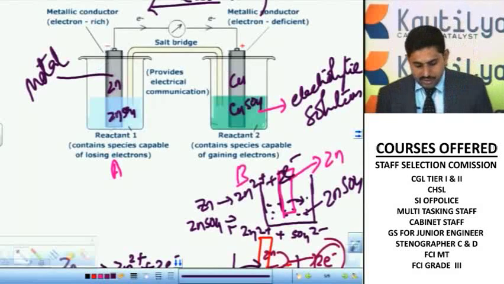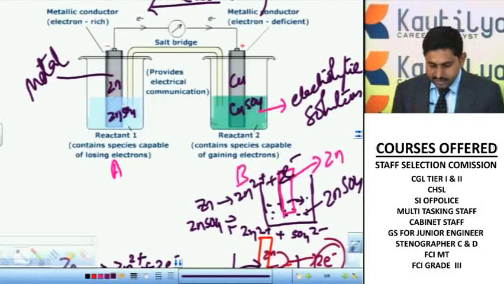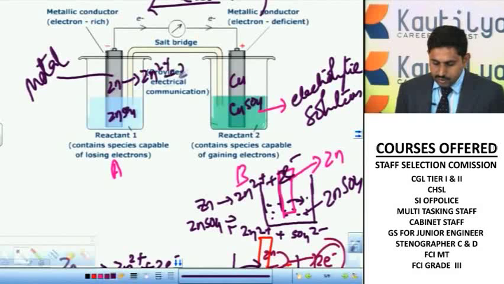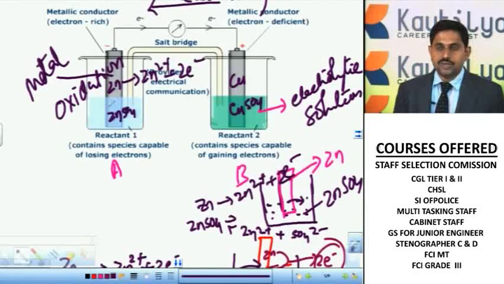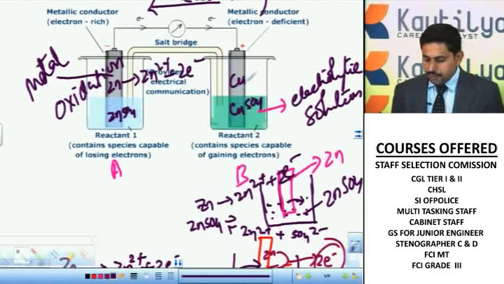So what is happening here? The zinc donates electrons, converting into Zn2+ ions plus 2 electrons. Whatever electrons are donated are passed from here. I told you this is the process called oxidation. The 2 electrons passing from here transfer to this metal, the copper, which will accept the 2 electrons and try to convert into copper 2+ ion.